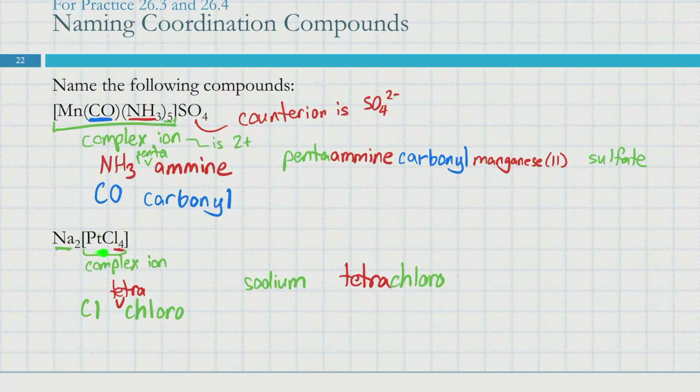Pt is platinum, but what is the charge on our complex ion, positive or negative? On platinum or on the complex ion? The complex ion overall. Positive? What charge does sodium have as an ion? Plus 1. So our PtCl4 overall has to have a negative charge. Okay, so the charge breakdown. Na2 gives us a total of 2+. That needs to be in balance with our PtCl4. So overall, PtCl4 has a 2-.